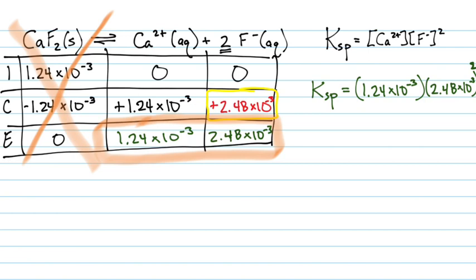I'm going to do that second term first just because it's a little more complicated. So I'll do 2.48 times 10 to the power of negative 3. And then I'll square that number. And then I'll multiply it times 1.24 times 10 to the negative third.